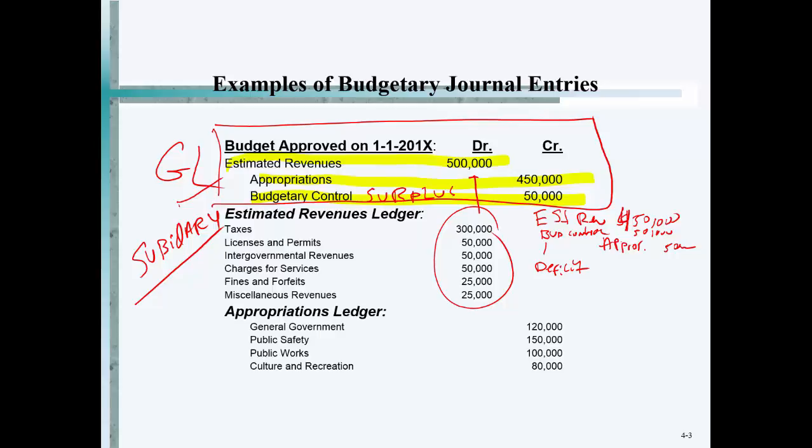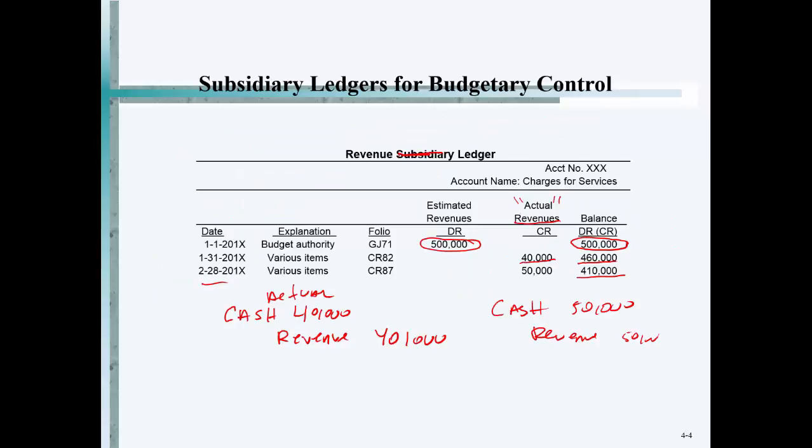Okay, so what happens? We sit over here, we debit the estimated revenue, 500,000, we credit the appropriation for 50,000, and we have our budgetary control. In this case, we have a surplus, don't we? But then you come over and you say, well, John, why did you debit estimated revenue, right? Isn't that weird to debit a revenue?